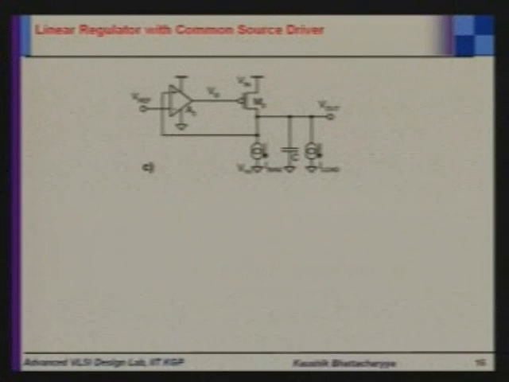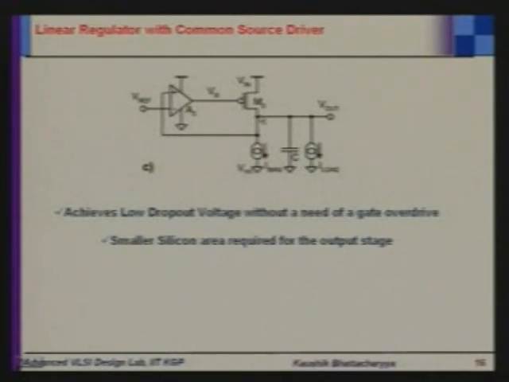Third one is the linear regulator with common source driver. Here I have already shown you the linear regulator with PMOS pass devices. This is also the same type of linear regulator. It has the advantage that it can be used for low dropout condition, and achieves low dropout voltage without the need of gate overdrive, which we used to take with an NMOS type pass device. Secondly, smaller silicon area is required for the output stage, but it has the disadvantage of slow load regulation and poor power supply noise rejection ratio.